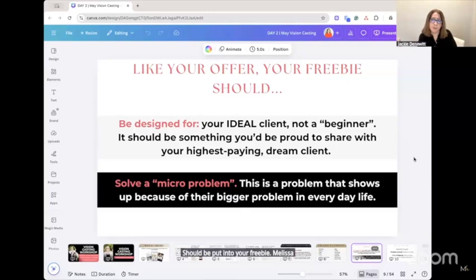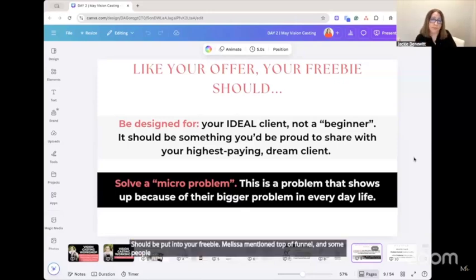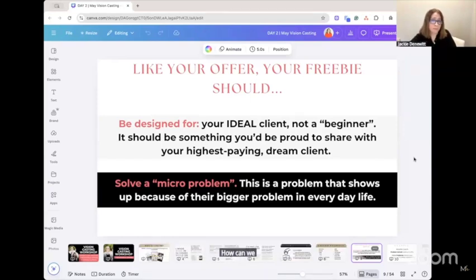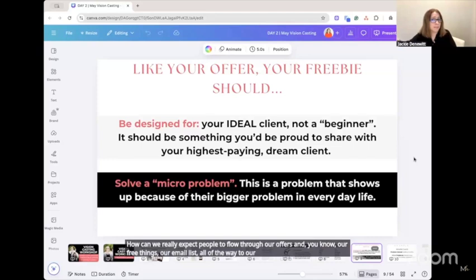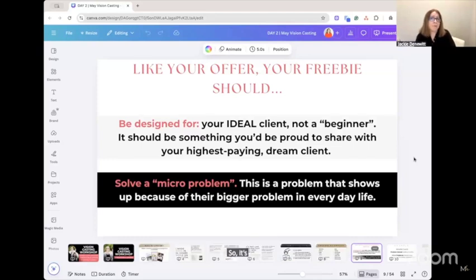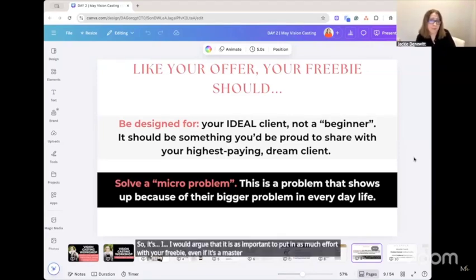Melissa mentioned top of funnel, and some people in the chat were asking what top of funnel is. Top of funnel is the entry point into your world. So if that entry point isn't amazing and incredible, how can we expect people to flow through our offers, our free things, our email list, all the way to our offers? I would argue it is as important to put in as much effort with your freebie, even if it's a masterclass. And this is a great example here with the lead gen masterclass that we used to do.